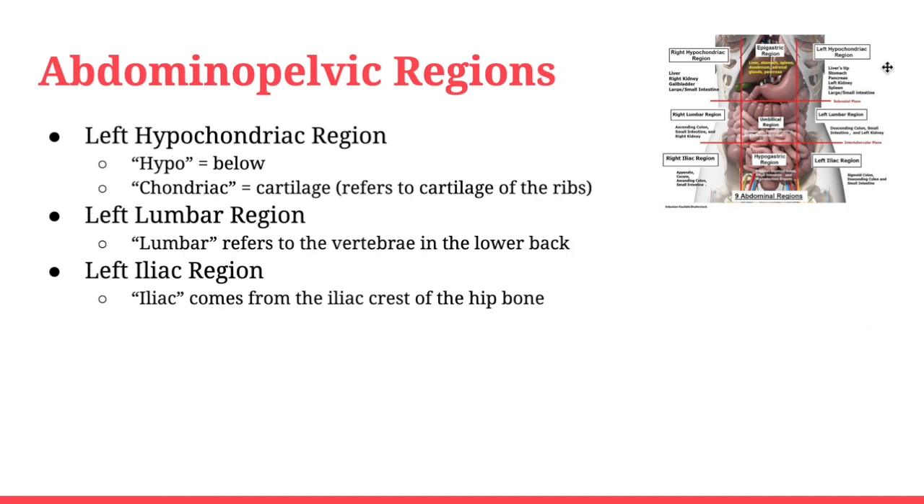Next we're going to go down the outer left side on the opposite side. Again, the names are the same, it's just on the left side of the body instead. So left hypochondriac region, hypo still means below, chondriac refers to the rib cartilage, so right below the ribs on that side, the left side of the body. Next one down, left lumbar region refers to the lumbar vertebrae. And then the lower one on the left side of the body is, again, iliac, comes from the iliac crest of the hip bone.